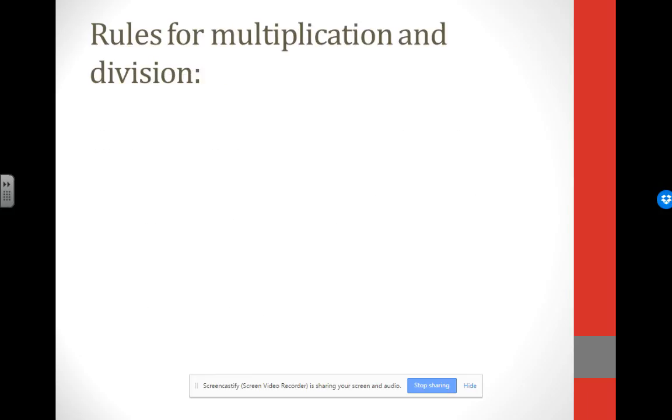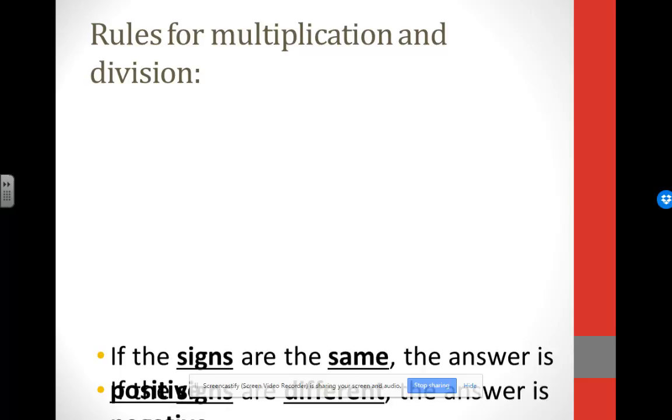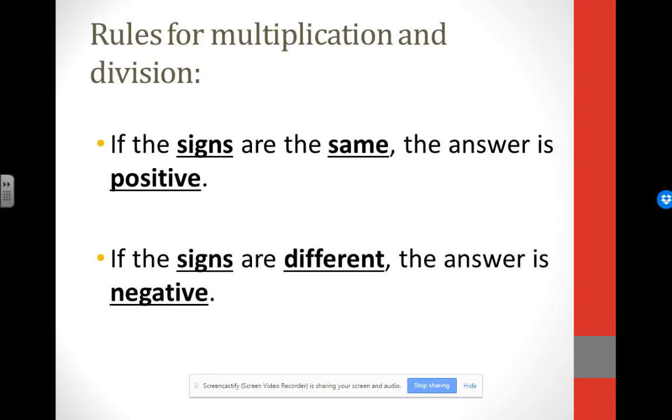Now we're going to move on to our rules for multiplication and division. If the signs are the same, the answer is positive, and if the signs are different, the answer is negative.